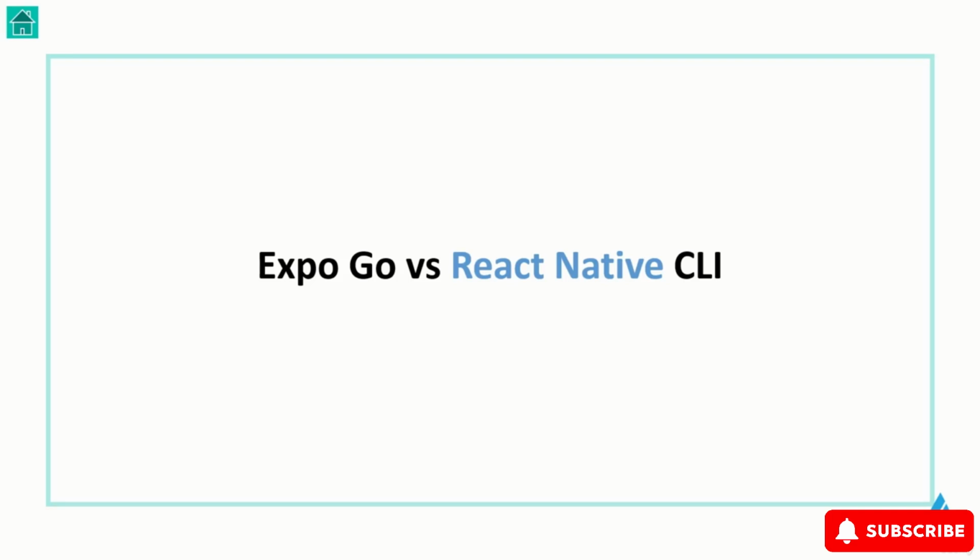Expo CLI also provides a development server that you can use to preview your app during development, as well as tools for building and publishing your app to different app stores.